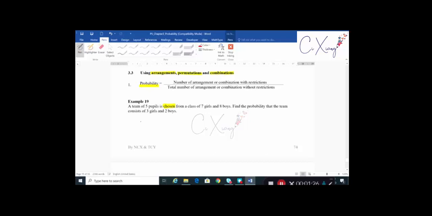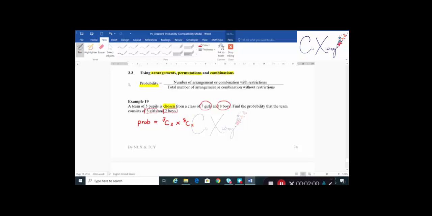So to calculate the probability, you have to include the number of combinations with restriction. With restriction means that you want to have 3 girls and also 2 boys in the group. How to get 3 girls? You select them from the group of 7 girls, so it's 7C3. And you want to have 2 boys. How to get the 2 boys? You select 2 boys from the 8, so it should be 8C2.